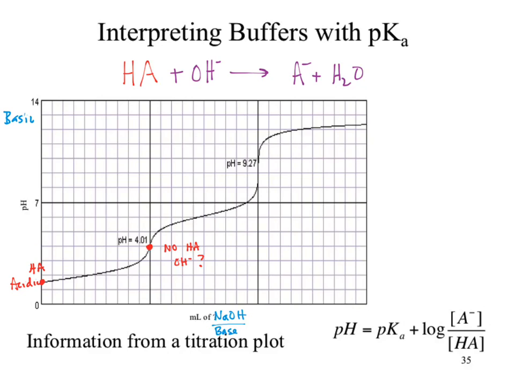What happened to, and you may have just said it, what happened to the HA? It became A minus. It didn't just disappear. What I actually have present there is now A minus. Okay. What other information can I pull from this? Well, we're being told the pH is 4.01. Okay, great. Okay. Could we use this expression, the Henderson-Hasselbalch expression?